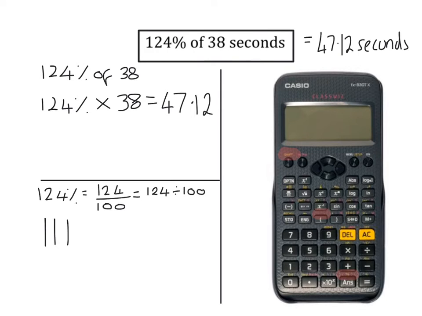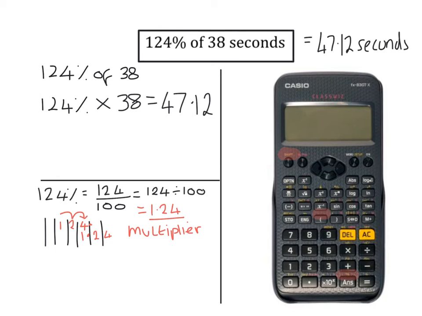So now if I put it in my place value table, I've got 124, there's my decimal point. I need to divide by 100, so that 1 is going to move, divide by 10, divide by 100, it's going to move to here. So that answer is 1.24. Now this number here is what we call the multiplier.